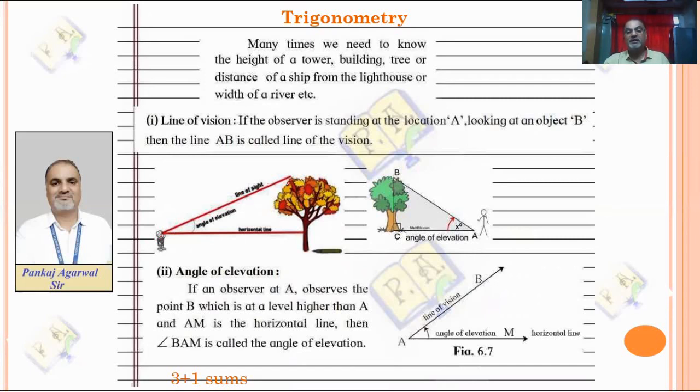Since the angle made with the horizontal is up, it is called angle of elevation. So here, if A is the observer and AB is the line of sight, while AM is the horizontal line of vision, then the angle formed by the ray AB and AM is called the angle of elevation. On the basis of angle of elevation, we will be doing 3 plus 1 sums.